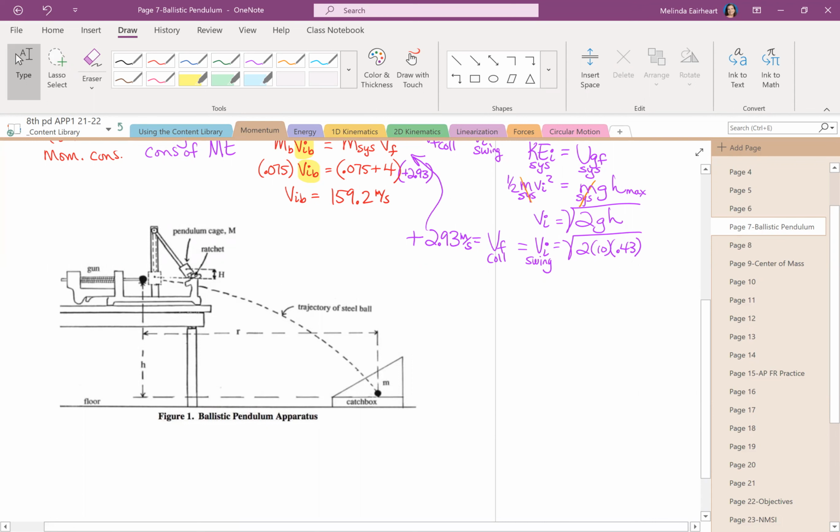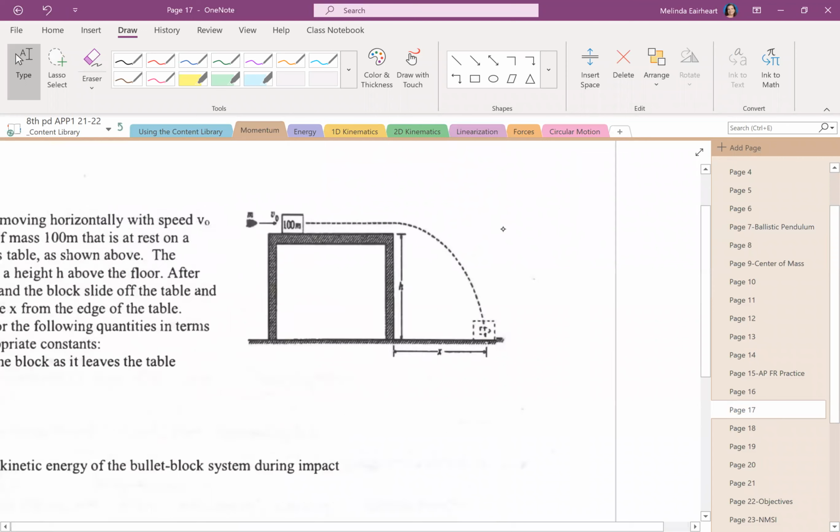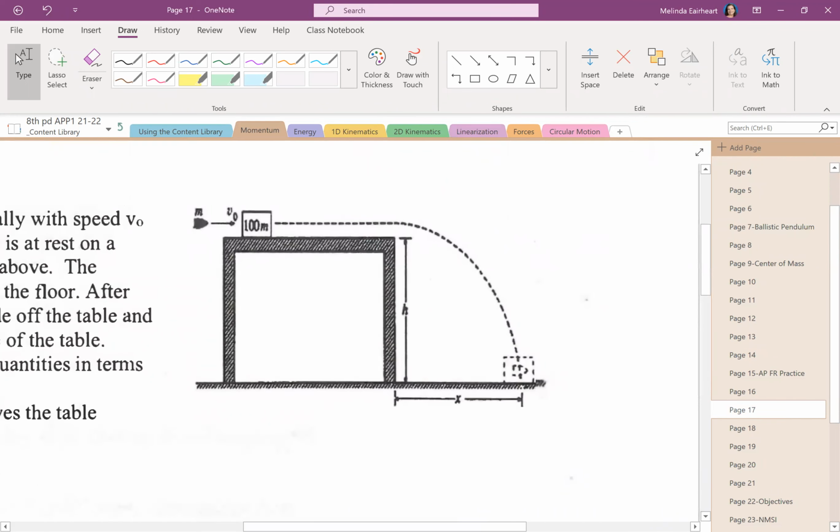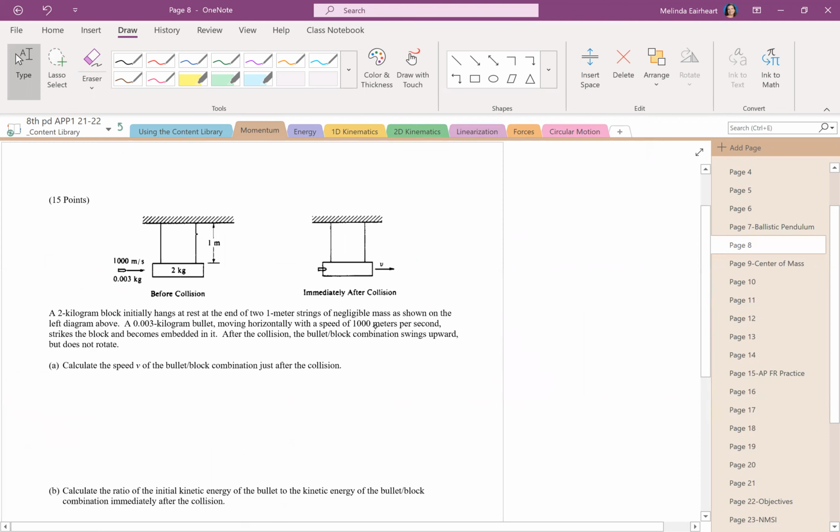Or what if it's later, page 17, you fire a bullet, it becomes embedded, but then the whole thing goes across a tabletop. Maybe there's friction, maybe there's not, right? And then it flies off. And so just be careful, learn how to apply to different problems. Okay, last one. I think we have time to do it.